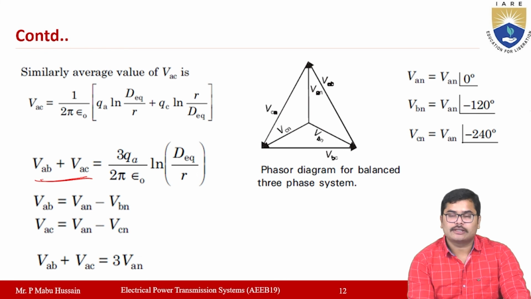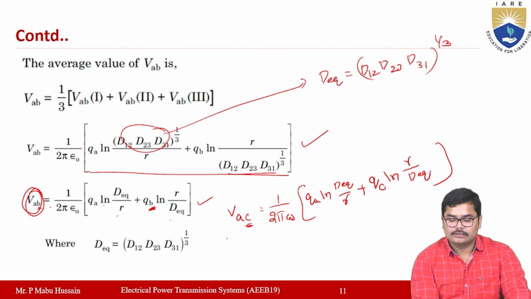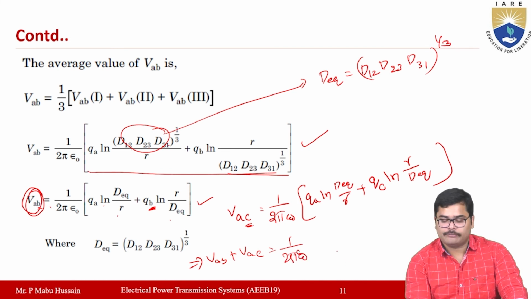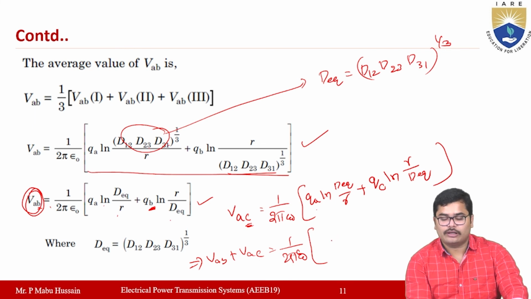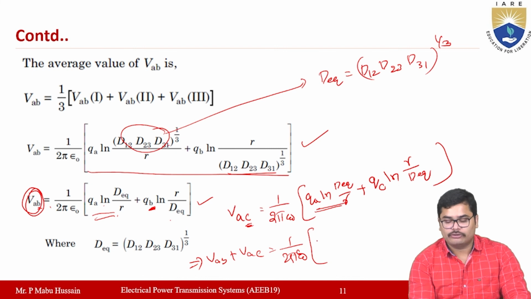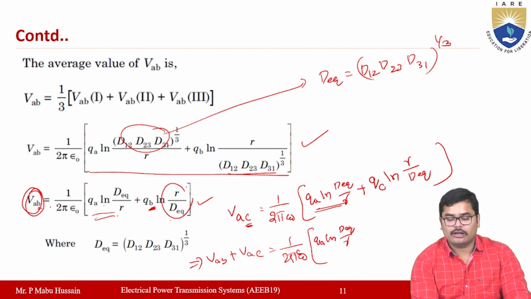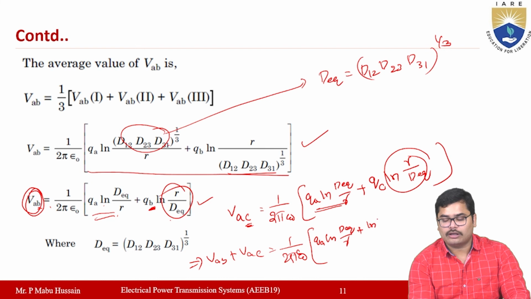Okay. So VAB plus VAC. You need to add this and this. When you add VAB and VAC, you will get 1 by 2 pi epsilon here. This value will be the same. So in both the terms you have QA ln D equivalent by R, so you will get QA ln D equivalent by R. Now ln R by D equivalent, R by D equivalent, both will be the same. So ln R by D equivalent into QB plus QC you will get.